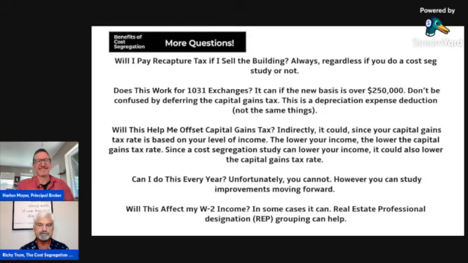That's right. Okay, so we can go through these real quickly. Some more questions, these are some of the questions I had. Okay. Will I pay recapture tax if I sell the building? You're always going to pay recapture tax. And the question more specifically would be, if you do a cost seg study, that's what a lot of CPAs will tell you. Well, you're going to have to pay recapture tax on that depreciation expense.